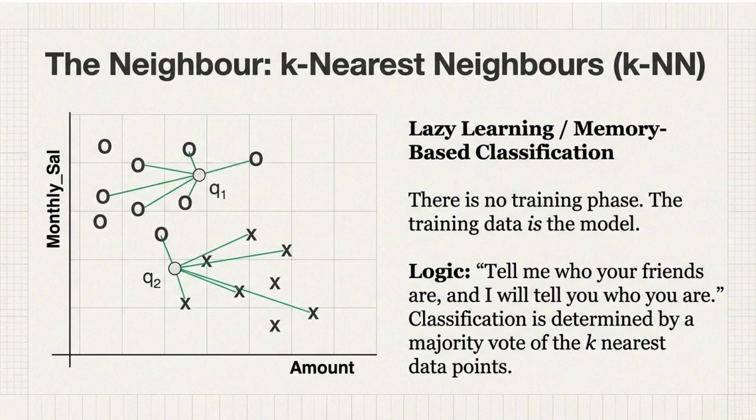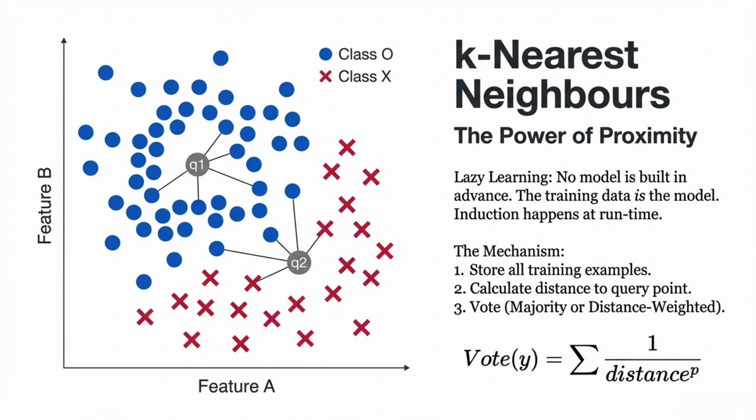K-nearest neighbor is often described as a lazy or memory-based learning algorithm. KNN stores the entire training dataset and performs classification at runtime. When a query point is introduced, the algorithm computes distances between the query and all training samples, identifies the k closest points and assigns a class based on majority voting. The intuitive "tell me who your neighbors are" logic makes KNN simple to understand, though it can be computationally expensive for large data sets.